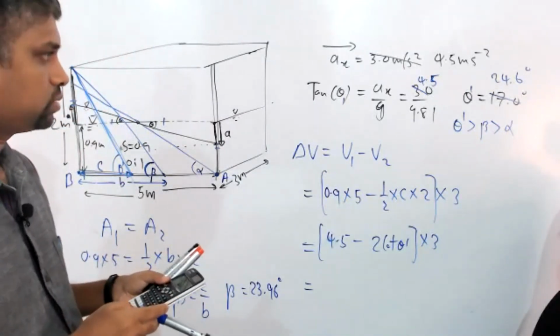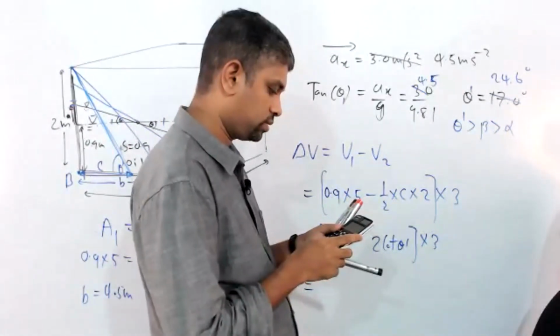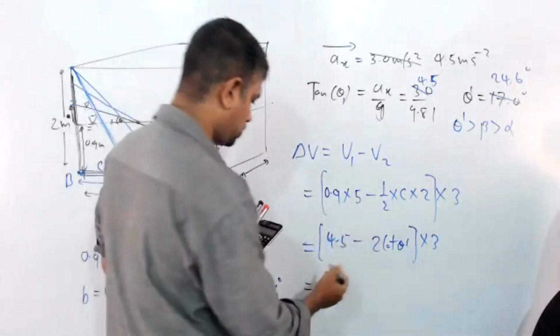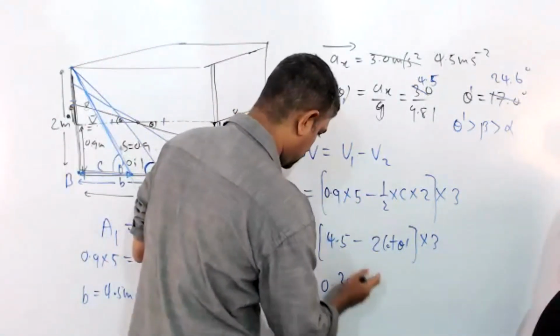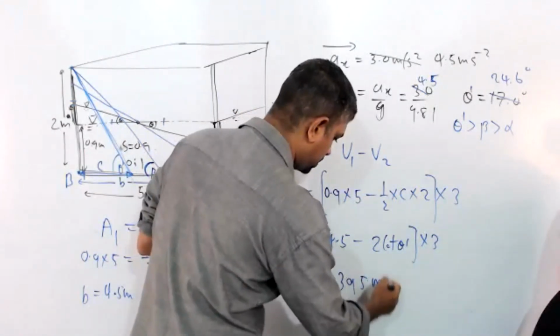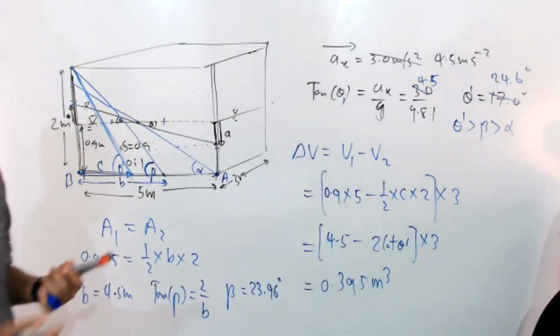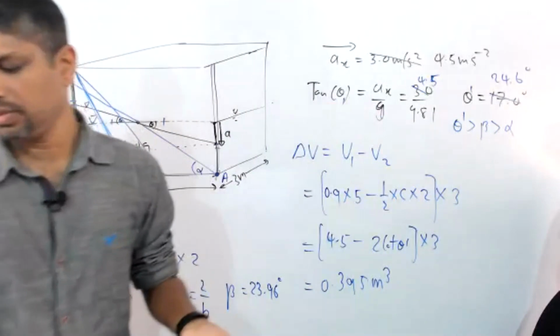Theta is 24 now. 20.46 into 3. Therefore, 0.394395 cubic meters. Any questions, ask. Always we have to use tan theta is equal to ax over g.